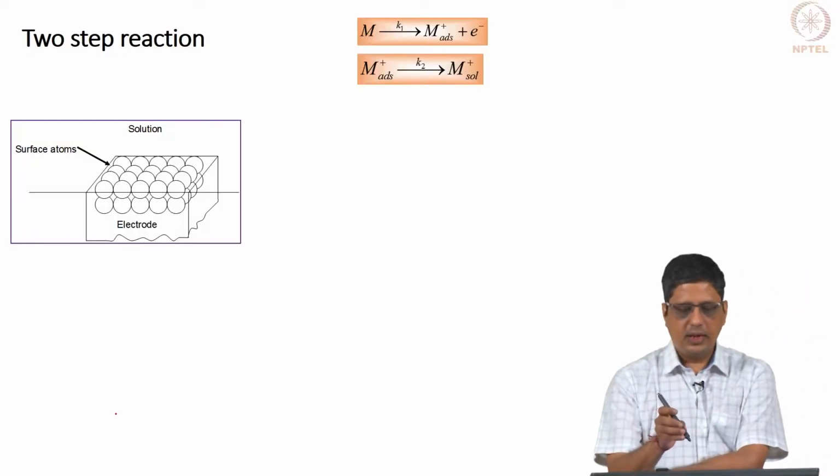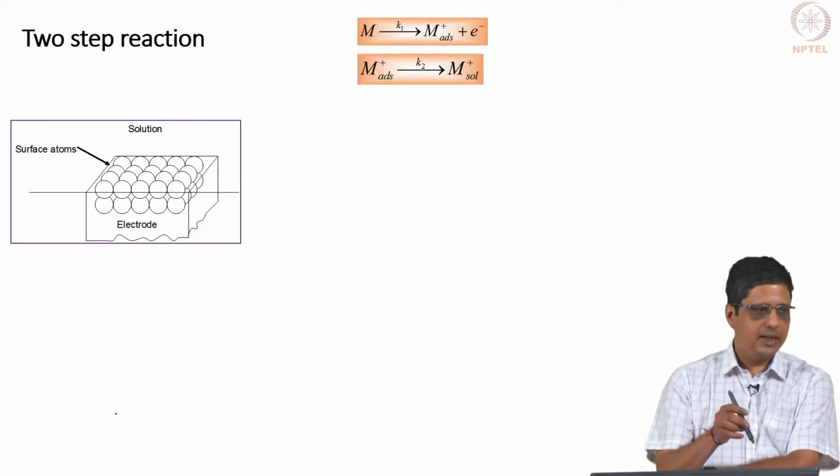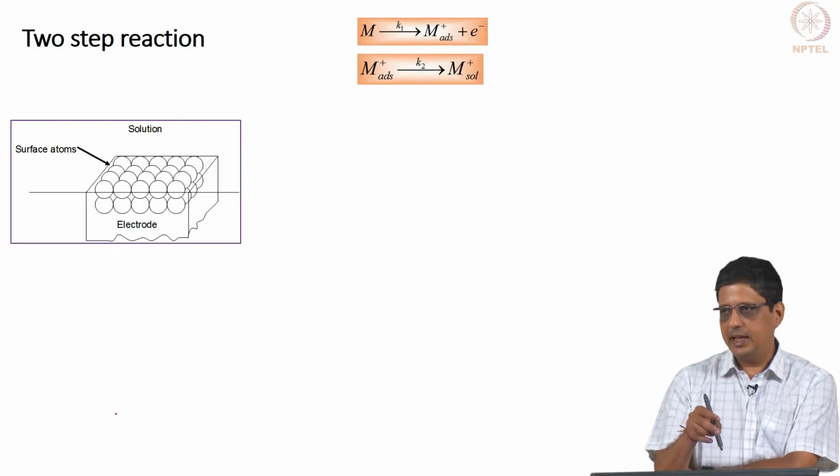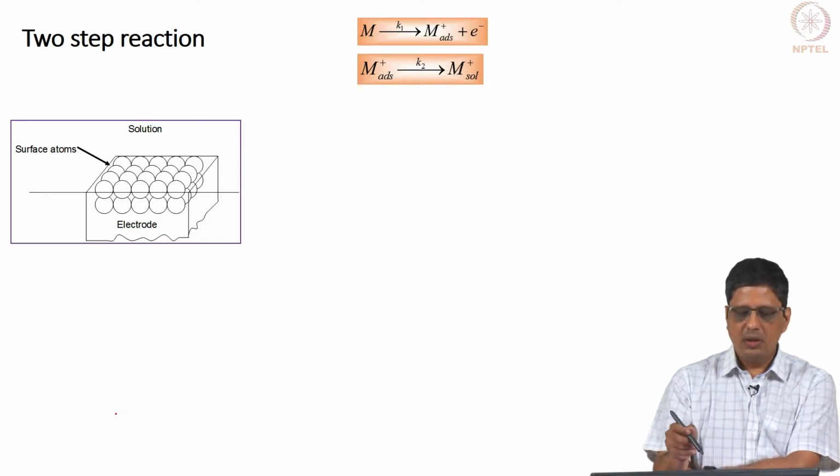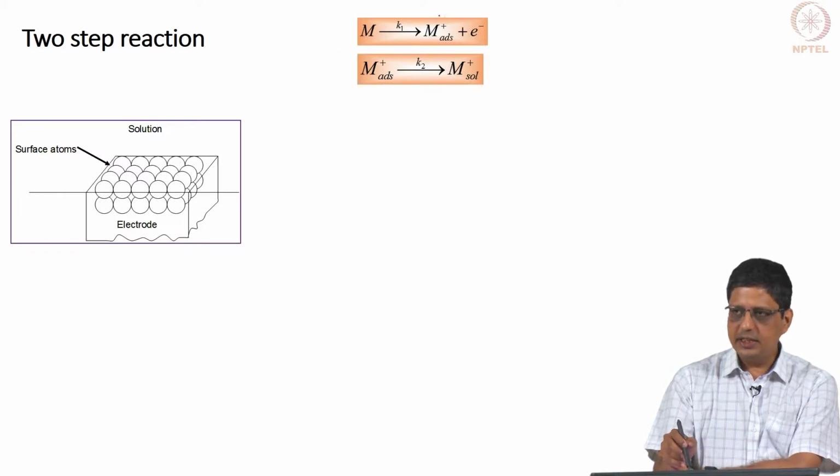So, I want you to look at this carefully, because this forms the basis of all the other examples that we see later. Okay. We are looking at a reaction with two steps: metal losing an electron and forming a species which is normally called as metal plus adsorbed in this literature. Okay. And the metal plus adsorbed, in the second step it goes into solution.